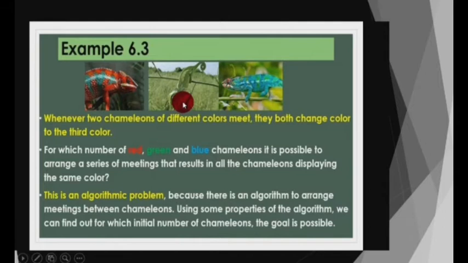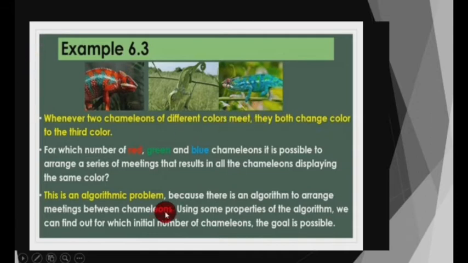Here, how many chameleons are there? You want to make them all the same color. Now the problem is: how many chameleons and how many meetings are required so that all the chameleons come under a single color? Can you understand? So what is the problem here? They want to get chameleons of a similar color. Here I have to specify how many chameleons there are and how many meetings are made to make them a single color.